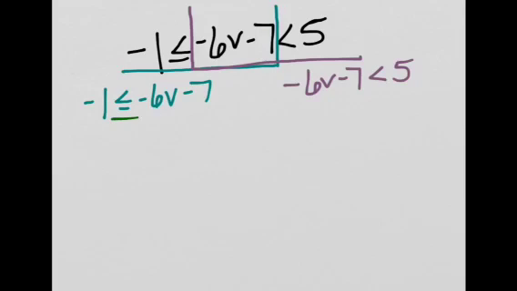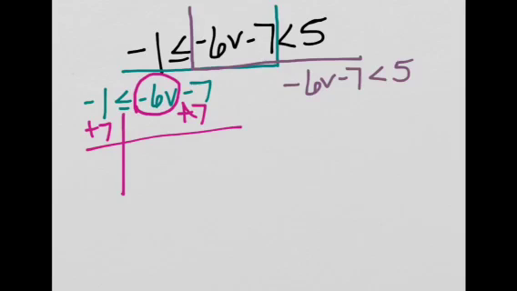So if you take a look at these, here's my first time I use my middle, there's the second time I use my middle. Once I get here, I solve it just like I would any other inequality. Draw my line. Circle what I'm solving for. How do I get rid of a -7? I have to add it to both sides. That's 0. Bring down my -6v. Bring down my inequality symbol, and -1 plus 7 is a +6.